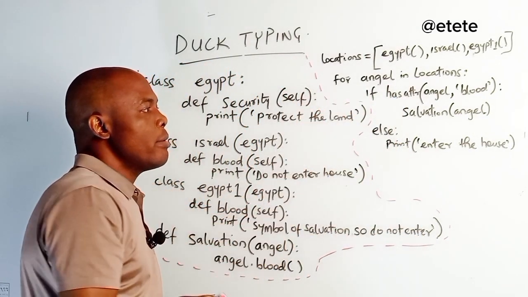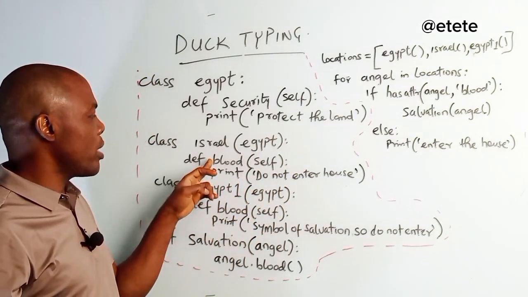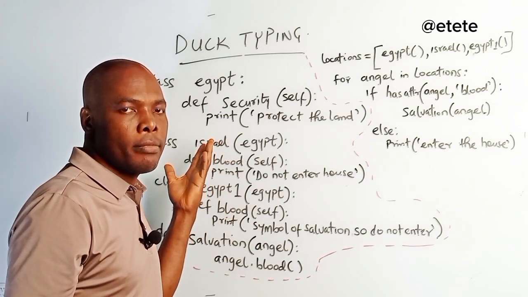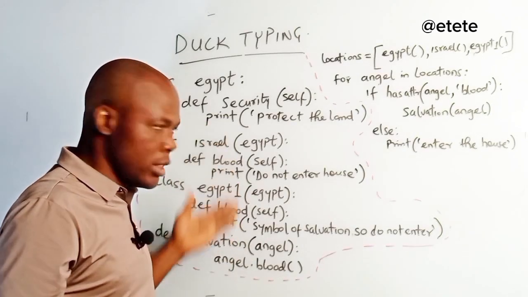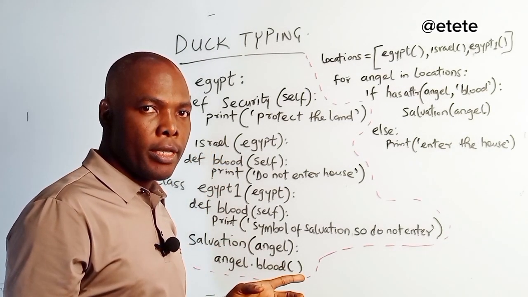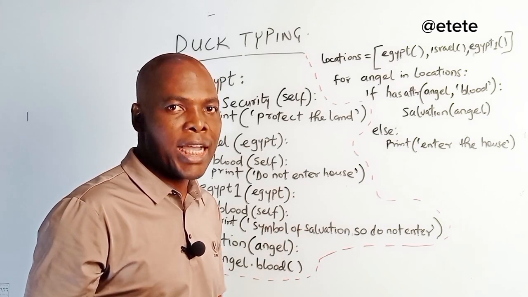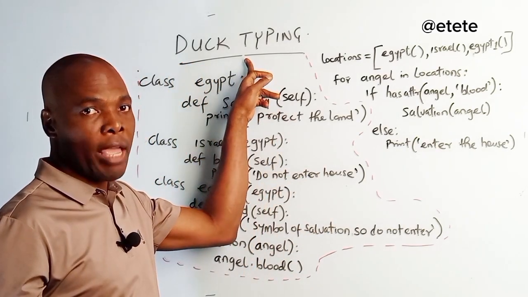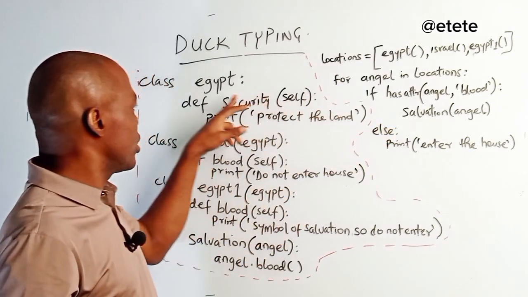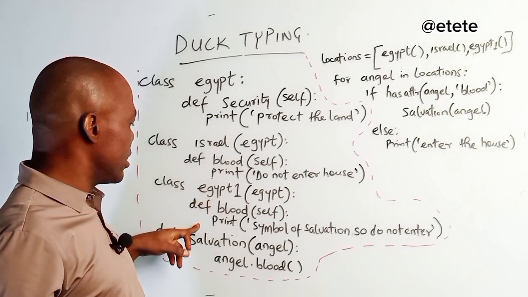So now because this one has a blood method and this one has a blood method, it is presumed that they are the same. So it means you can use this or you can use this interchangeably, right? If it quacks like a duck, it moves like a duck, automatically it is a duck. That is the concept of this duck typing. So that is what I want to show you in this class. So this one, it will enter. This one, it will not enter. This one, it will not enter.